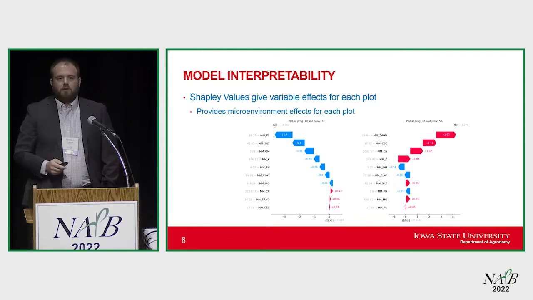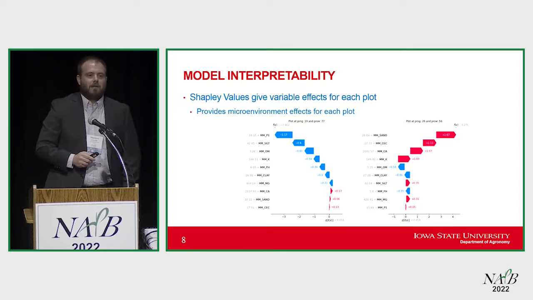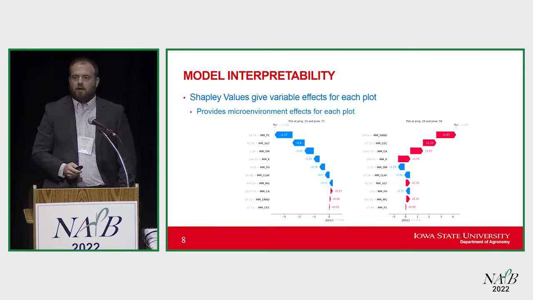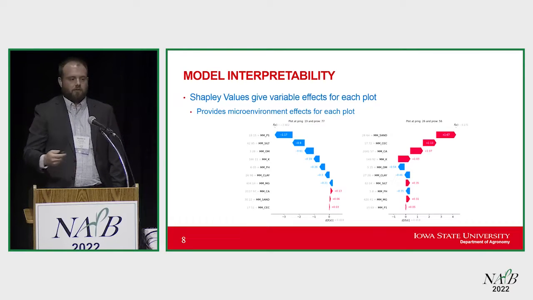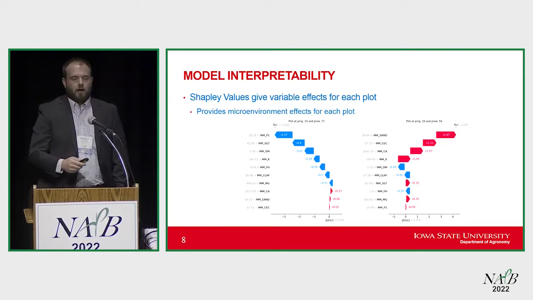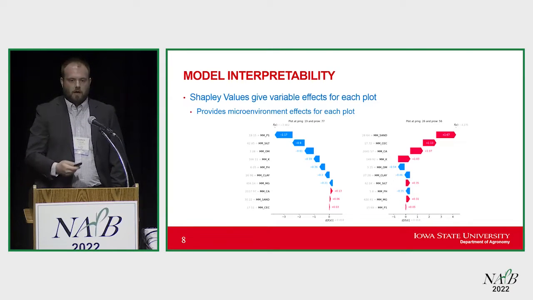So the next objective that we looked at is, how do we interpret it? So we've reduced the spatial correlation, but we still haven't talked about how do we decide what's driving the spatial variation that we see within the field. And to do this, we looked at Shapley values, which is a commonly used model interpretability method for ML.